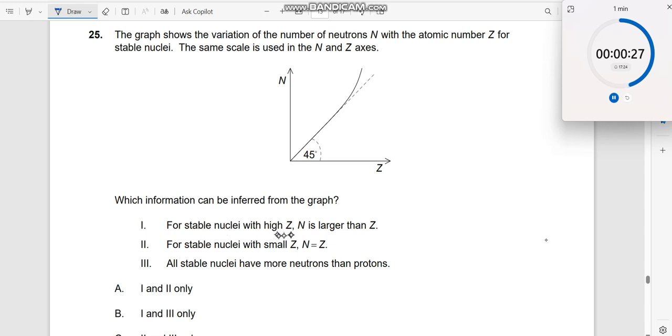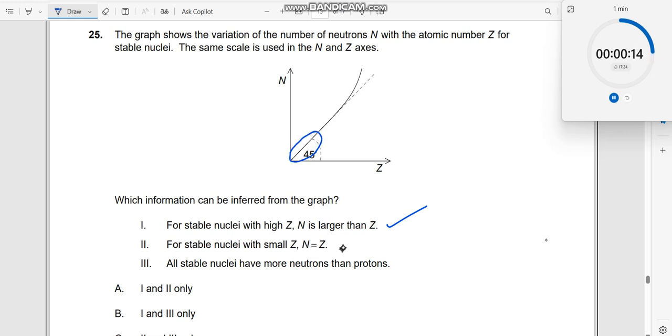For stable nuclei with high Z, N is larger than Z. Definitely, as the value of Z increases, the N value will be larger than Z. So this is right. Then, for stable nuclei with small Z, N is equal to Z. Maybe in this region he is talking about, this is also true.